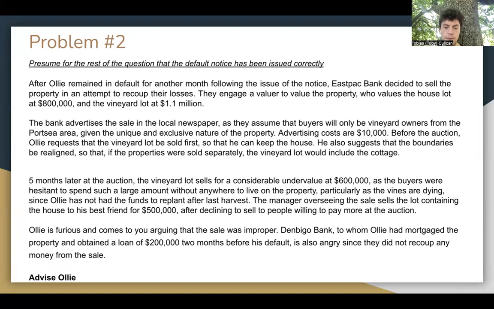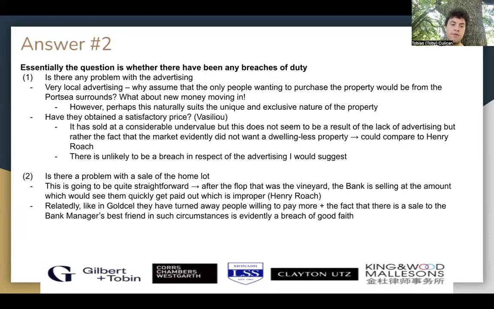Just going to read over this again and make sure I've done it properly because this is probably the main question. Cool. Is there any problem with the advertising? Now, do note that this is going to be a very fact-specific exercise. You're going to have to play around with the facts. That's what I did in my exam. Not at all times are the facts going to line up exactly with the cases. Sometimes you have to use a bit of common sense, really.